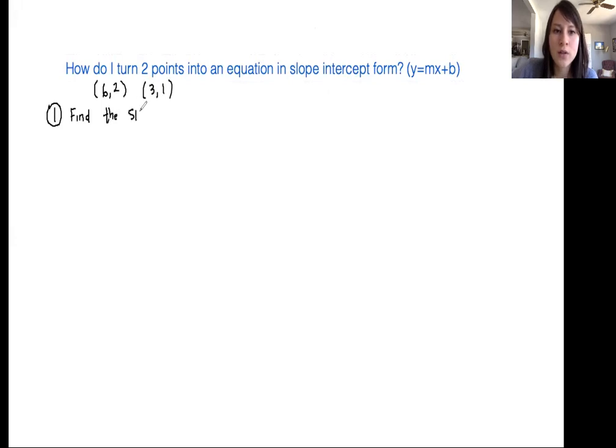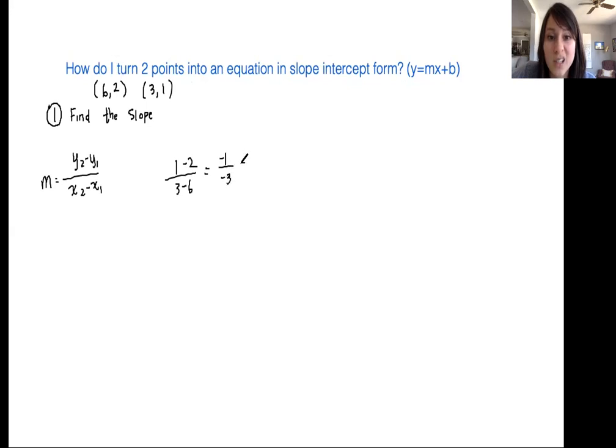Do you guys know how to find the slope given 2 points? To find the slope, you can just do y2 minus y1 over x2 minus x1. This is the slope equation. So basically, I can just plug in. If this is x1, y1, x2, y2, then what I would have is 1 minus 2 over 3 minus 6. When I subtract, I have -1 over -3. And a negative over a negative is just positive. So my slope is 1/3. So I just found the slope.